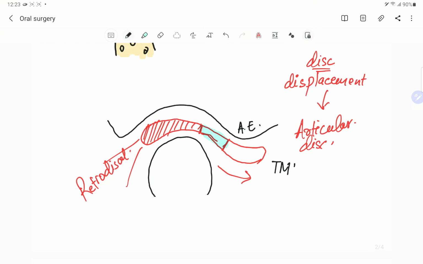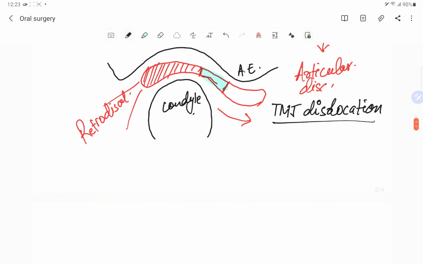Most of the time the students get confused between the disc displacement and the TMJ dislocation. Disc displacement, as the name suggests, is about the displacement of the disc. But in case of TMJ dislocation, the condyle, instead of fitting into the glenoid fossa, say suppose this is the glenoid fossa, then we have the articular eminence over here. The condyle, instead of normally sitting in the glenoid fossa, goes beyond the articular eminence. So, this is the dislocation of the condyle.